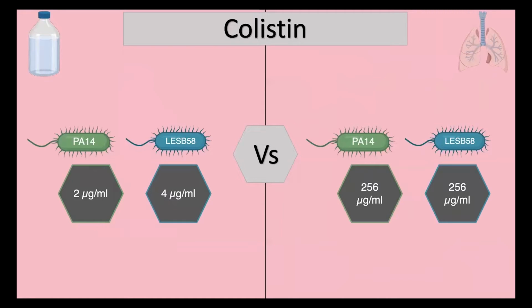The concentration of colistin needed to kill the two Pseudomonas aeruginosa strains in the lung seen on the right are significantly higher than when tested in the cystic fibrosis media. This difference in resistance is possibly due to the biofilm formation on the lung piece.